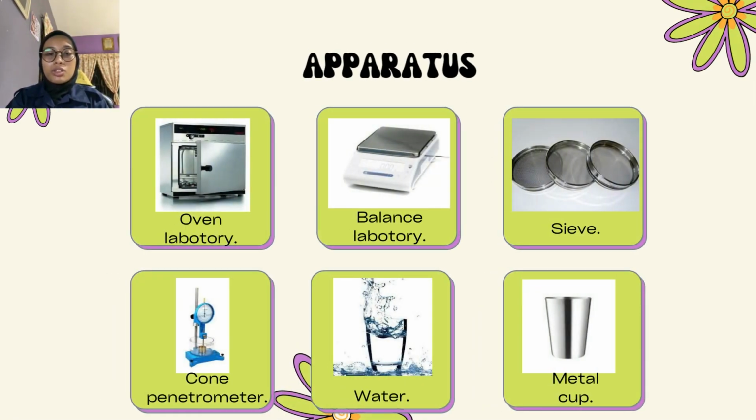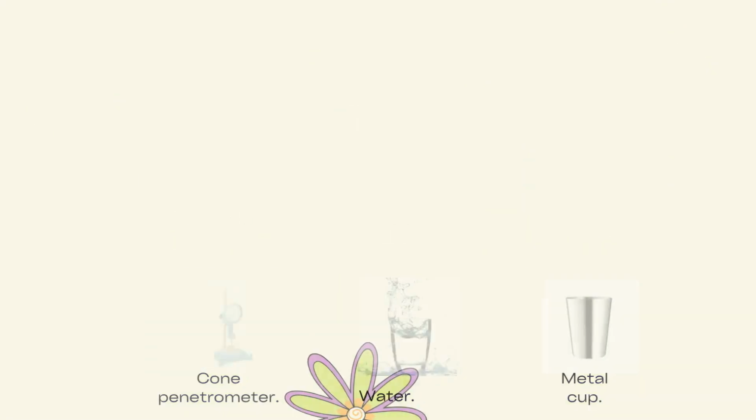Hi, my name is Nora Bihaus Mabinti Hazri. My matric number is 01DK80F2032. Today, I will present about apparatus. First is the oven laboratory. Second is the balance laboratory. Third is the sieve. Fourth is the cone penetrometer. Fifth is water, and the last is the metal cup.